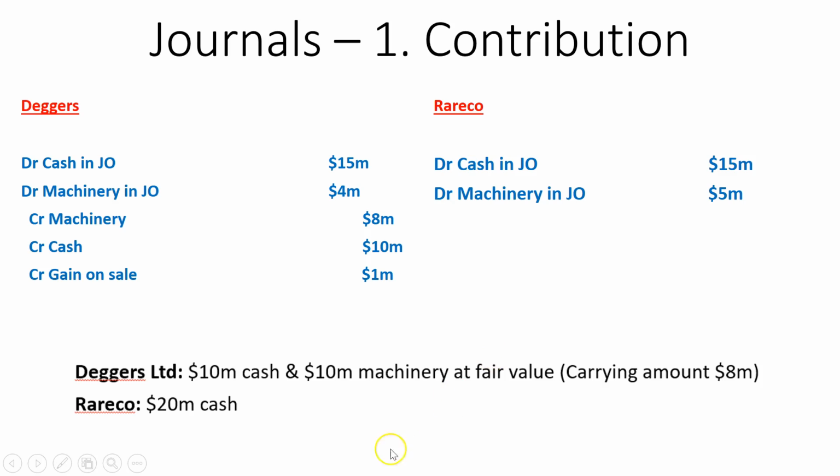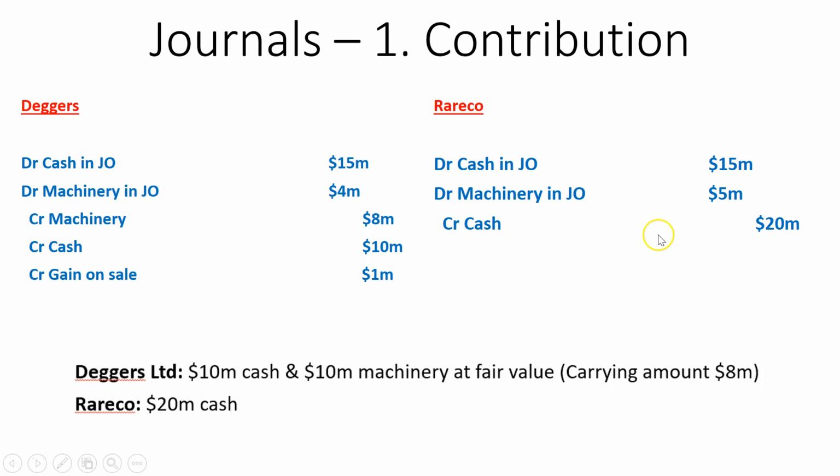Why? Because Deggers contributed $10 million worth of machinery at the fair value. Because Rareco is effectively acquiring half of that machinery when it's contributed, they will recognize their original cost at fair value because that's their acquisition cost of it. And so that's why they debit the machinery by $5 million because they now own machinery which costs them $5 million to acquire within the joint operation.